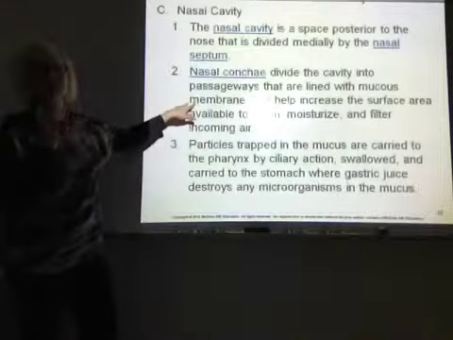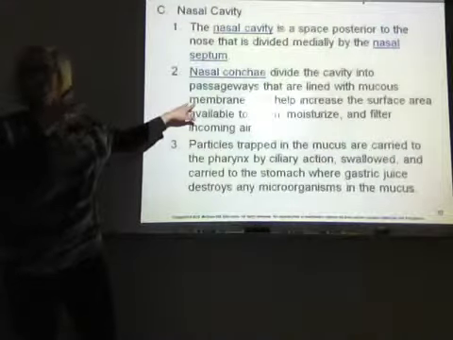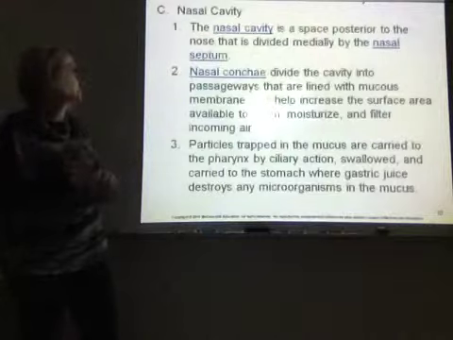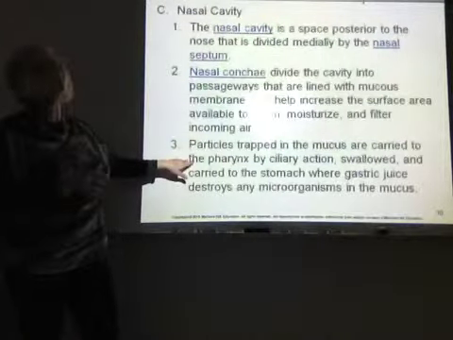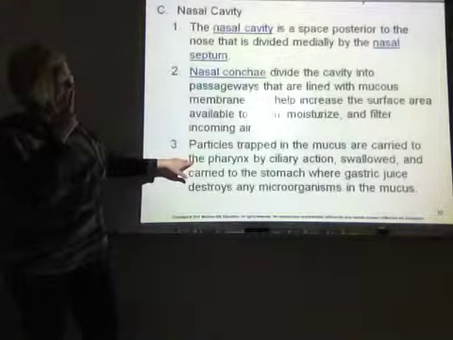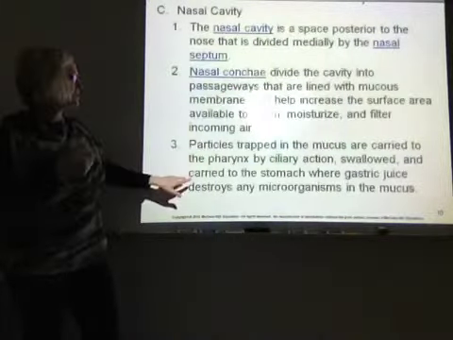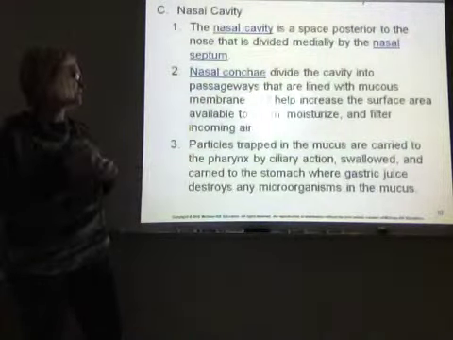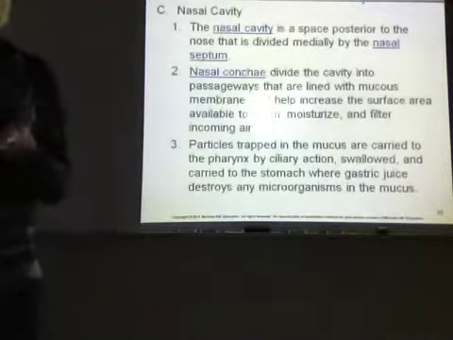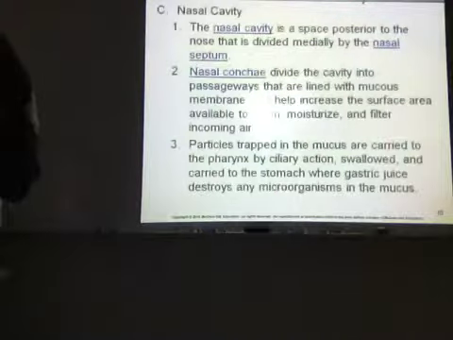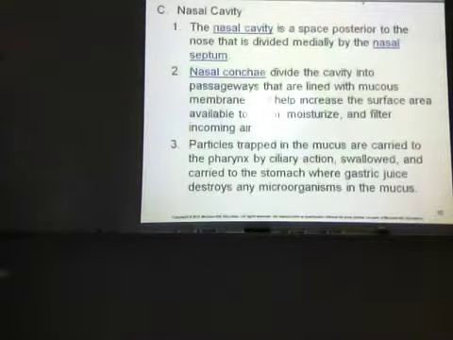Mucous membrane, that mucus is very important in helping to trap small particles. And then the particles that are trapped in the mucus are carried to the pharynx by ciliary, little hair-like action, swallowed and carried to your stomach, where gastric juice destroys the little organisms that are caught. And I'm guessing you probably didn't know that part.